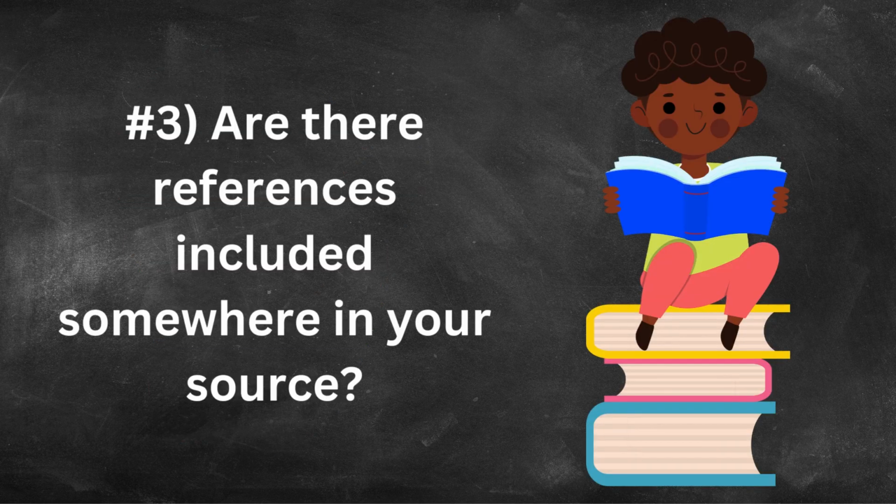And finally, number 3, are there references included somewhere in your source? Now, the way that these things are included can look different. Some people prefer to hyperlink ideas and source information in the article itself, while others create an entire works cited or bibliography at the end of their pages. Either way is fine as long as these are links that link to other good academic sources.